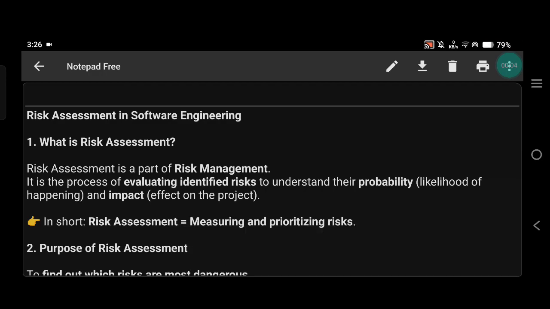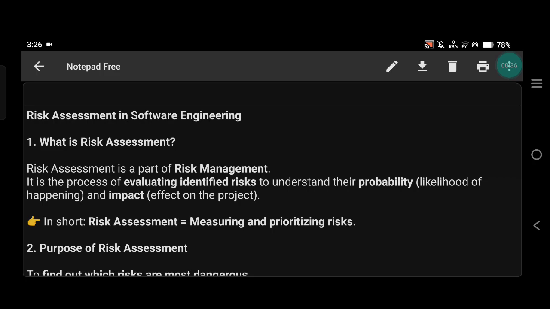In today's video, we are going to learn about risk assessment in software engineering with a simple explanation and examples. Okay, so what is risk assessment? Risk assessment is a part of risk management. It is the process of evaluating identified risks to understand their probability, the likelihood of happening, and impact, the effect on the project. In short, risk assessment means measuring and prioritizing risk.